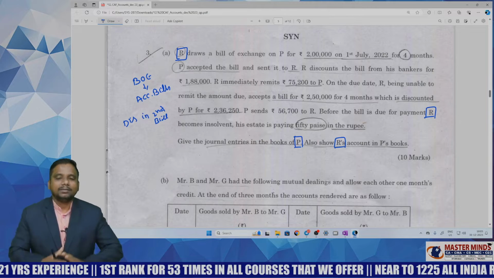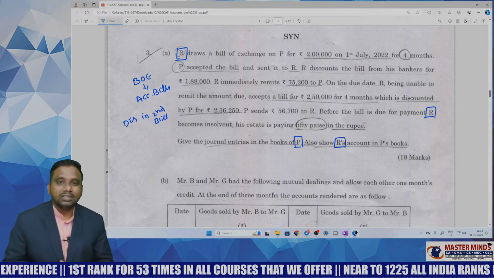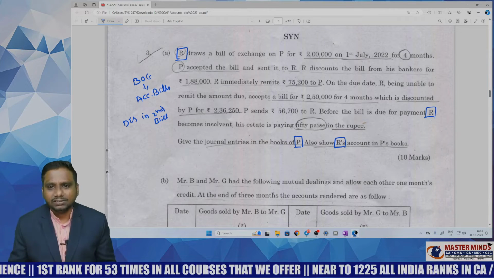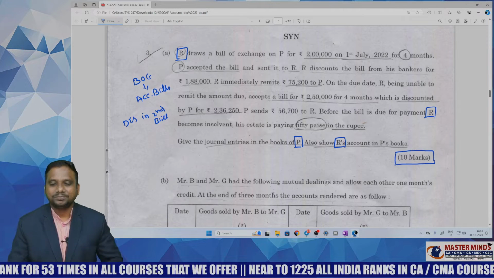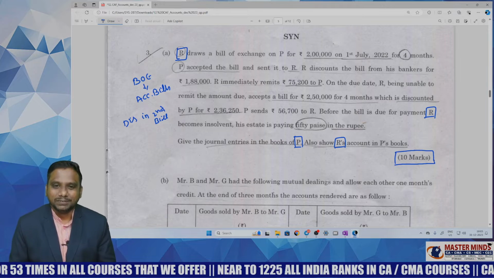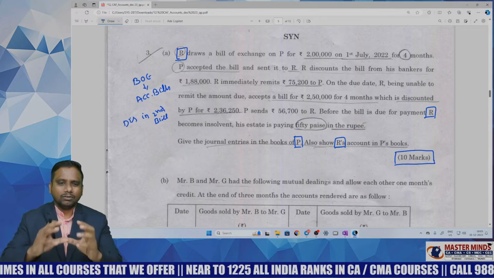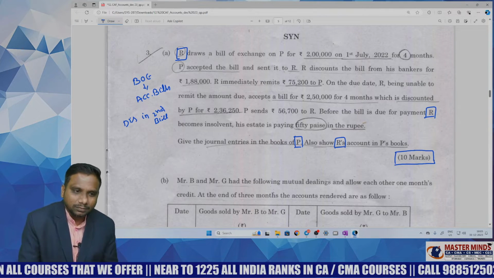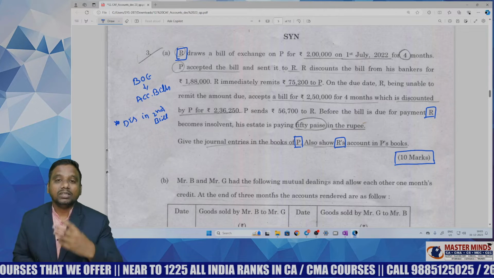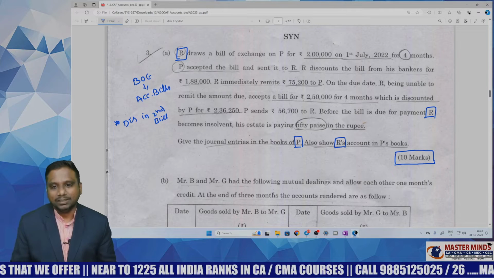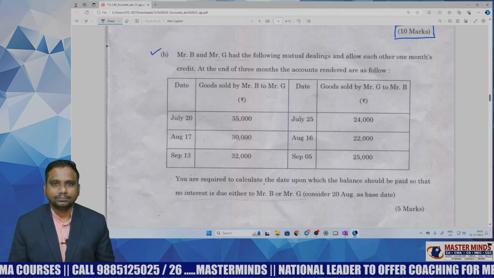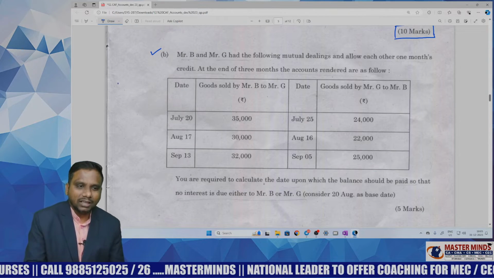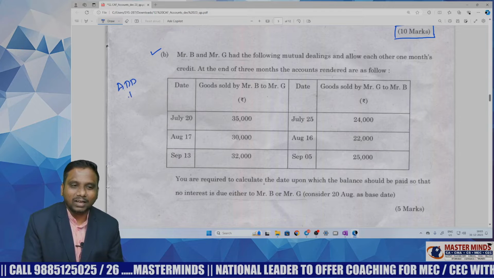So if you did this calculation of discount in the second bill, then everything is easy. So you can score easily 10 marks, students. Okay, nothing to do here, a few entries, but the only concern is the calculation of discount part, the second bill. Apart from this, everything is easy. Next one.